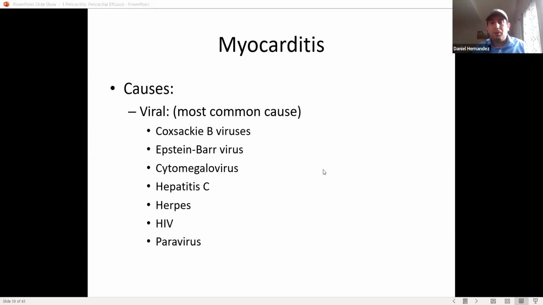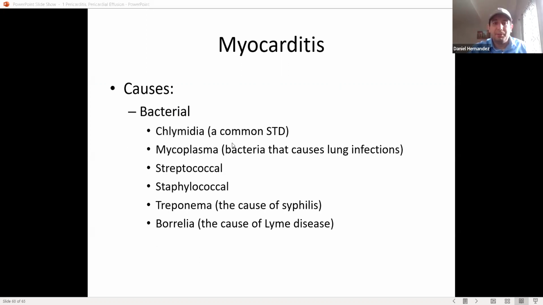So these are some viral causes that can potentially lead to myocarditis: Coxsackie B virus, Epstein-Barr, cytomegalovirus, hepatitis C, herpes virus, HIV, and parvovirus. With myocarditis, just realize that viral causes are going to be the most common. Viral is more common than bacterial.